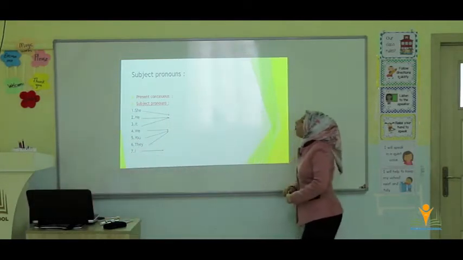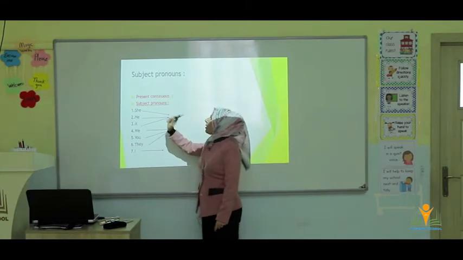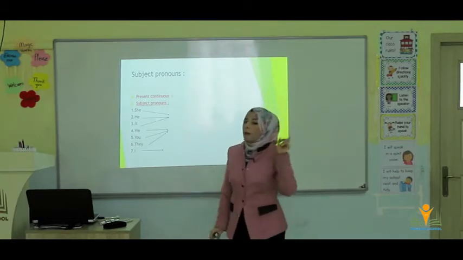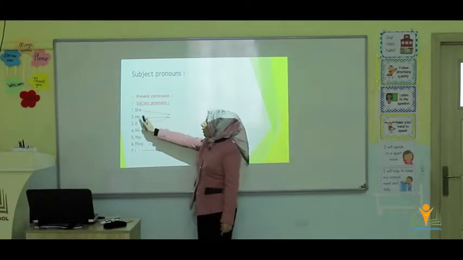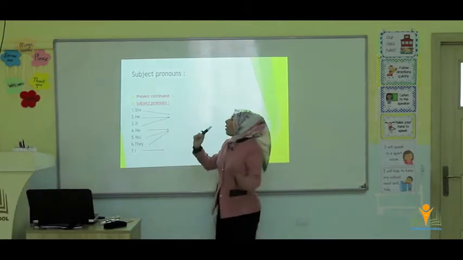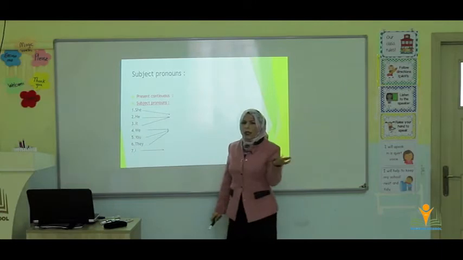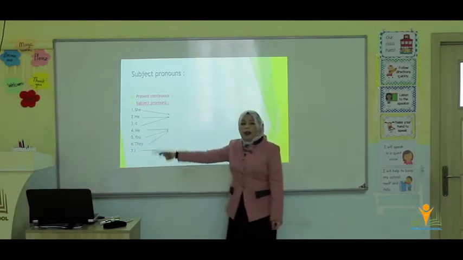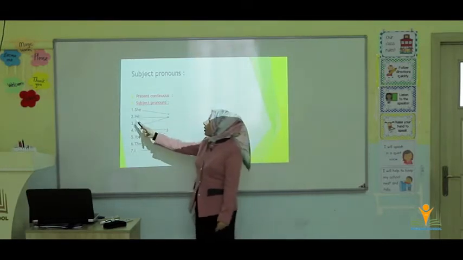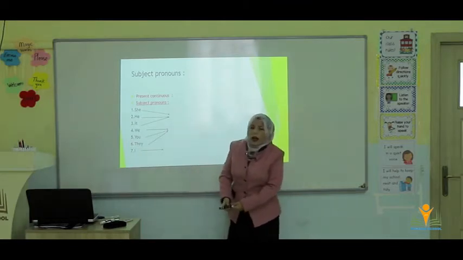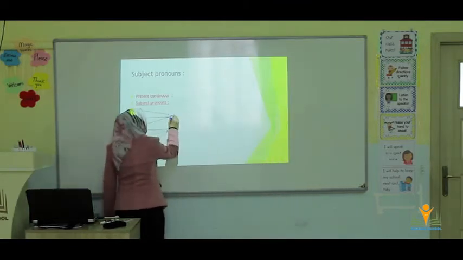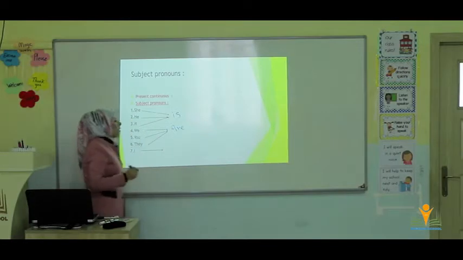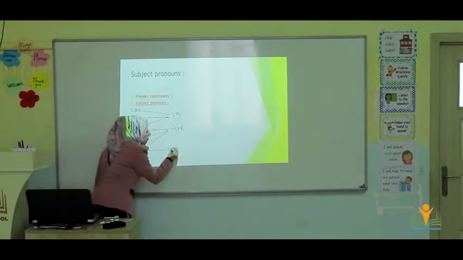Okay. Now, let's go to next. As you know, guys, now we're going to talk about subject pronouns. We have 7 subject pronouns. Another time I review it. Today, when we talk about subject pronouns, we will use them for present continuous. How are we going to use it? She, he, it, we, you, they, I are subject pronouns. For she, he, it, we're going to use is. For we, you, they, we're going to use are. For I, we're going to use am.